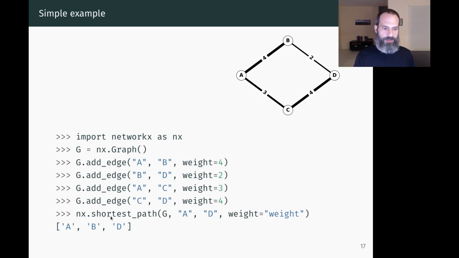And at this point, we can ask what the shortest path is in this graph from node A to D. And we're going to ask it not just the shortest path, but the shortest weighted path by telling it this keyword is weight. And so if it was just the shortest path, either ABD or ACD would work. But since we're interested in the shortest weighted path, 4 plus 2 is going to be shorter than 3 plus 4. So it returns A, B, and D.